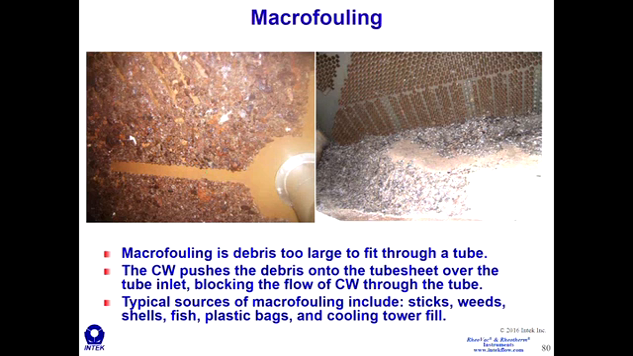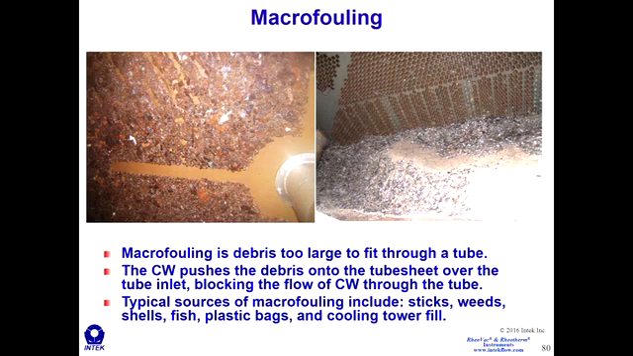So that concludes microfouling. Now let's move on to macrofouling. Now macrofouling is different than microfouling. Macrofouling is debris that's too large to fit through the tube, or maybe gets lodged within the tube down the length of the tube. And the cooling water pushes this debris up onto the tube sheet over the tube inlet, blocking flow of cooling water through the tube.